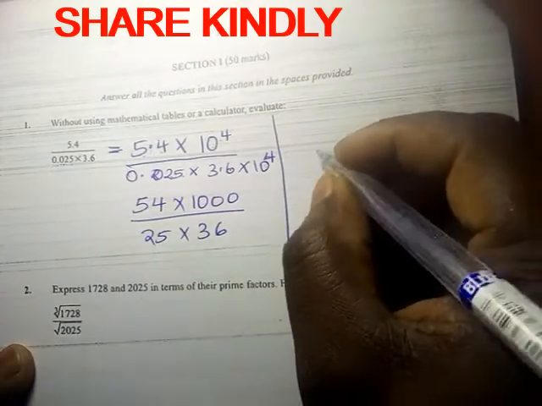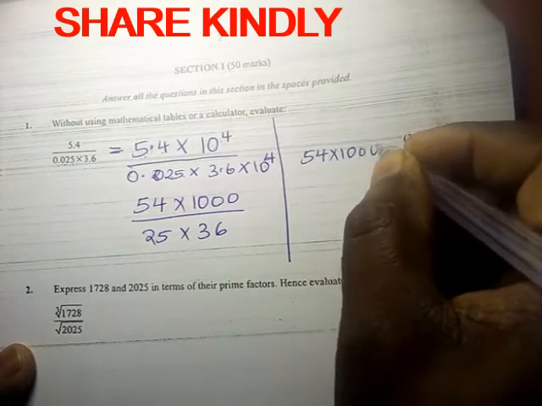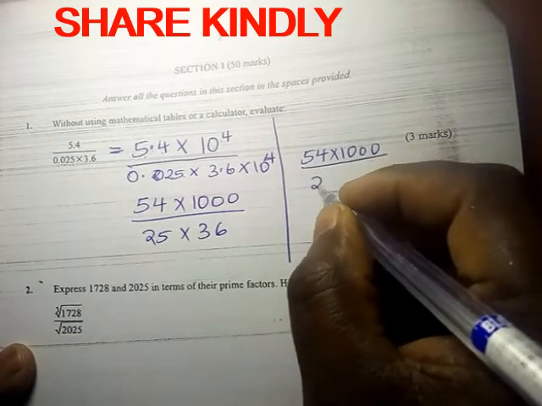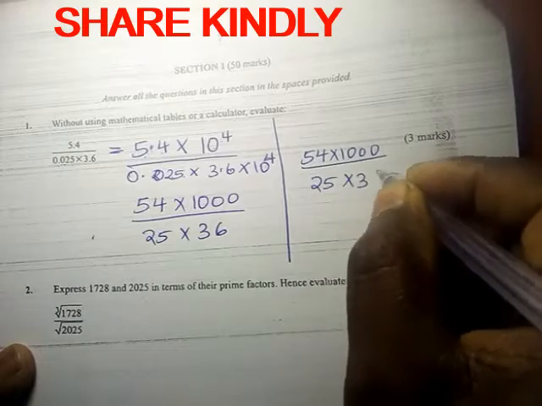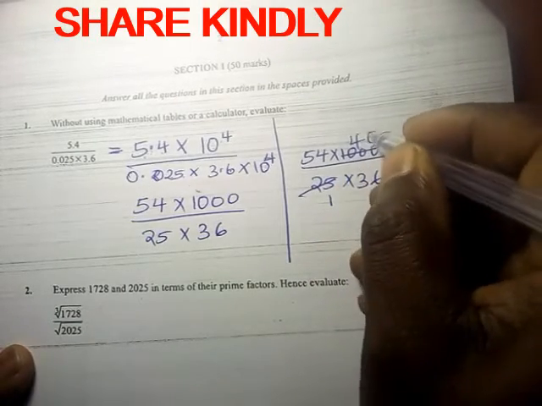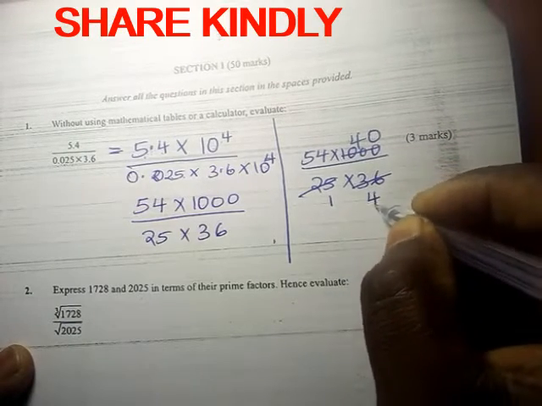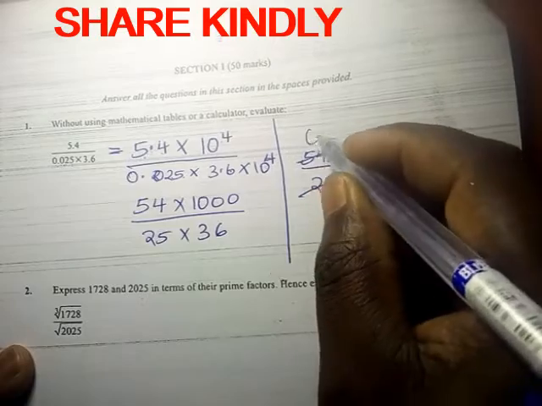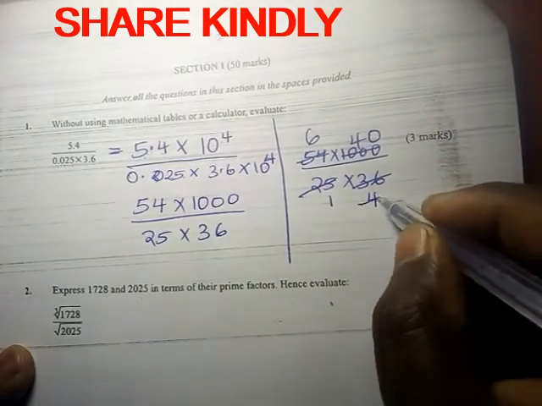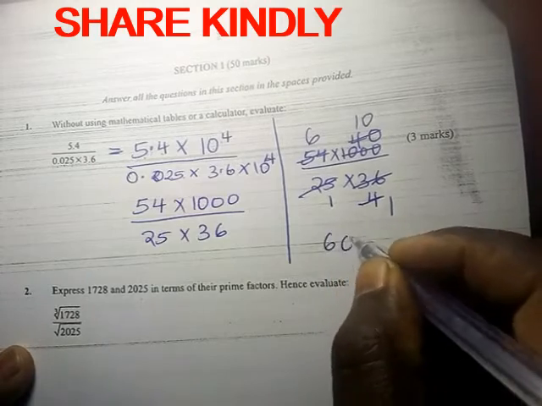Let me write it here so that we can simplify. 54 times 1000 divided by 25 times 36. 25 once here, 40. 9 here, 4 times. 9 here, 6. 4 here, 1. 4 here, 10. So the answer is 60.